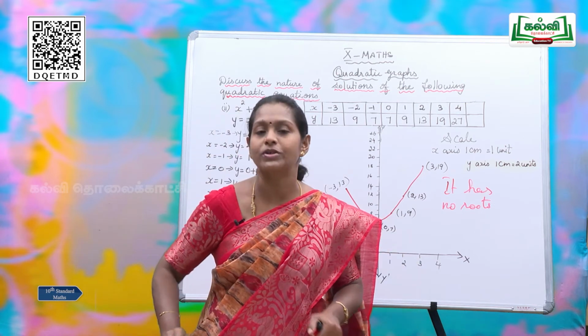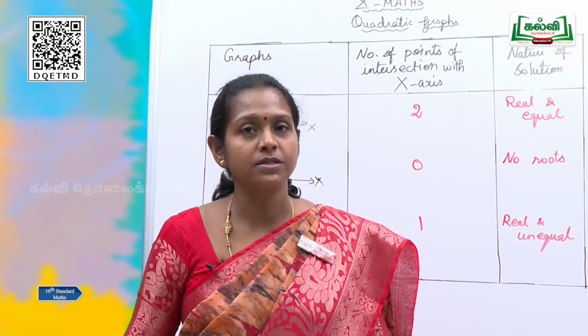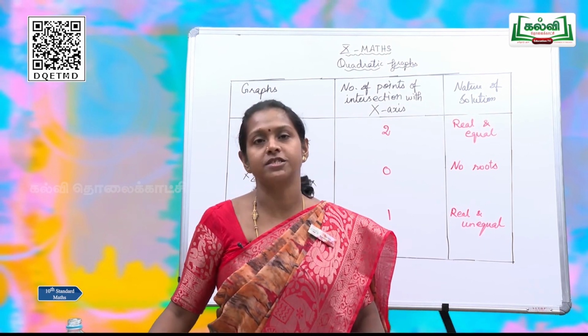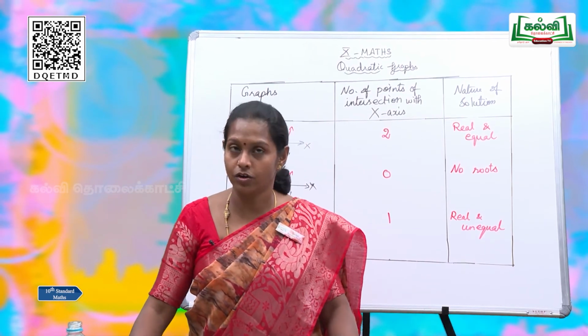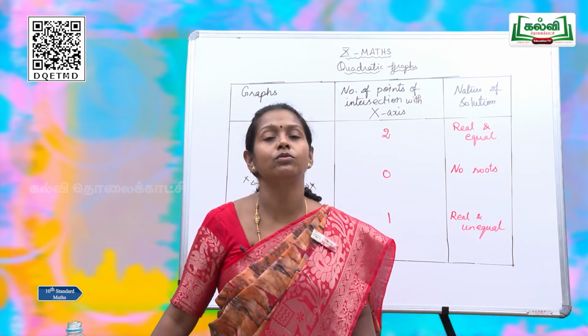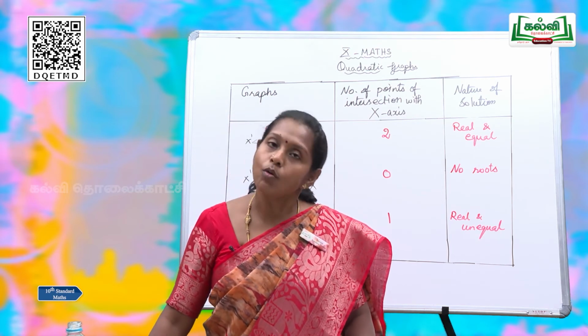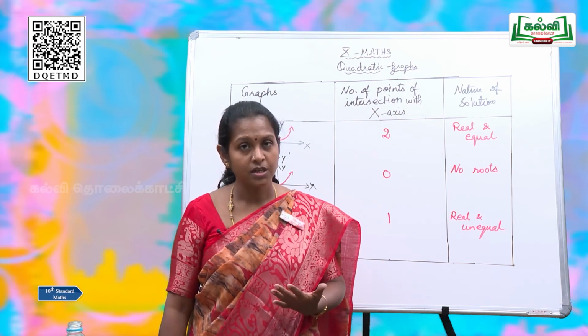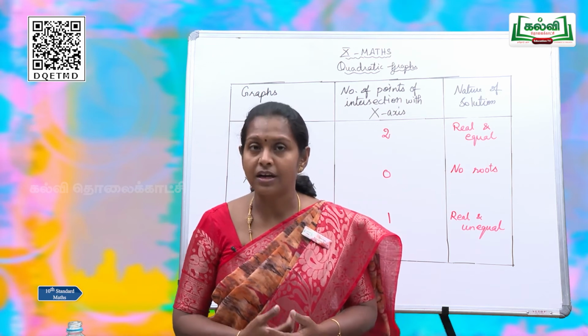Okay, we'll see some more questions. So we have done 2 sums on the concept of quadratic graphs, right? So what did you understand? Shall we recollect it? Good. What did you understand from these graphs? Why do we have to draw the graph? How to draw the graph? So we'll start from the beginning. Quadratic equations, we have to find the nature of roots.